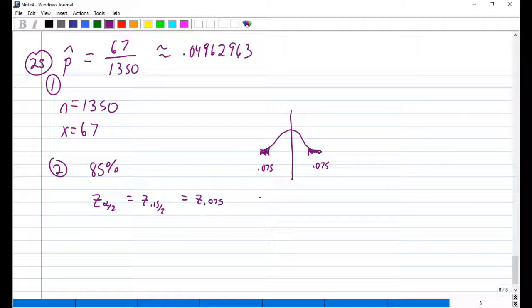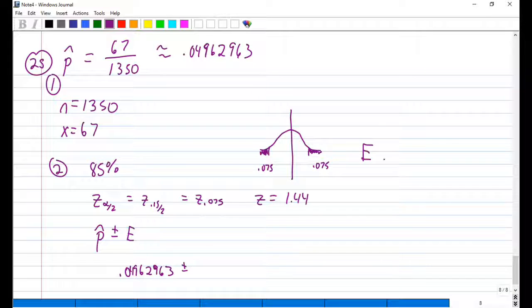So if you look that up, you're going to get the z-score is equal to 1.44, so that's the critical z value. So over here it'd be negative 1.44, over here it'd be positive 1.44. But the way that the formula works, you'd want to plug in the positive value. And I can show you why when we get to that point. All right, so our formula is p hat plus or minus e. We have p hat, that was our 0.0496293 plus or minus.